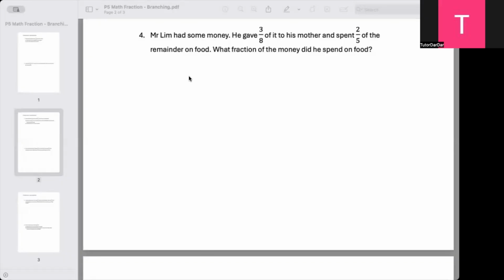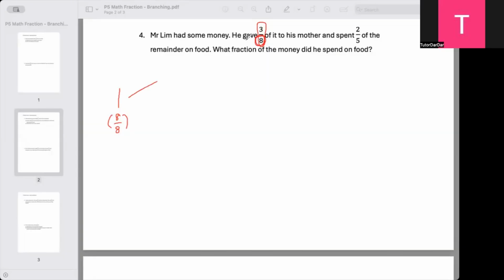Mr. Lim had some money. He gave 3/8 of it to his mother and spent 2/5 of the remainder on food. What fraction of the money did he spend on food? So, fraction always starts with 1. Here, you can see the denominator is 8. That's why this will be 8 over 8. Now, let's start the branching.